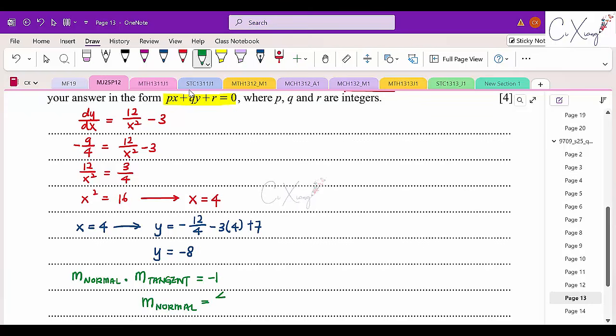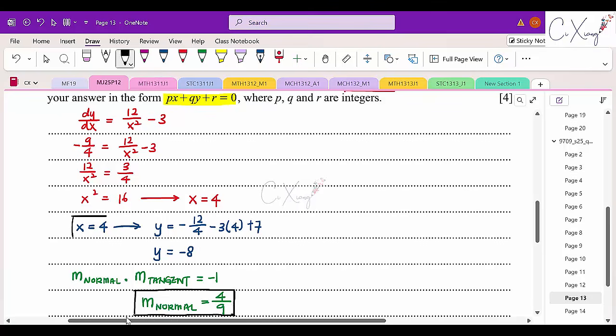Before you can form any linear equation, you need a gradient. So we have the gradient of the normal. We need a passing point, and we also have the passing point where x equals 4 and the y coordinate equals negative 8. So now we can start forming the equation of the normal.